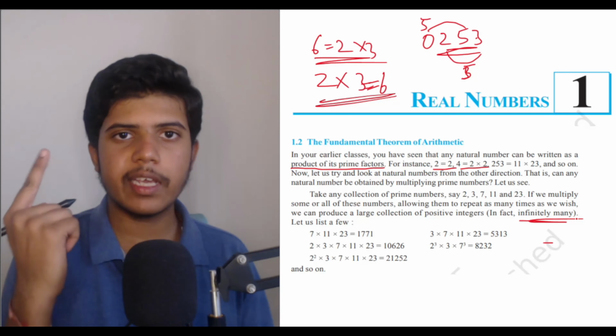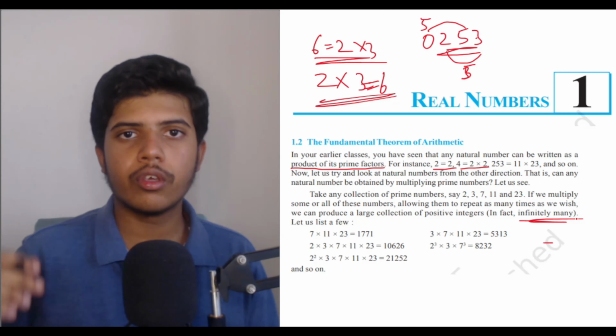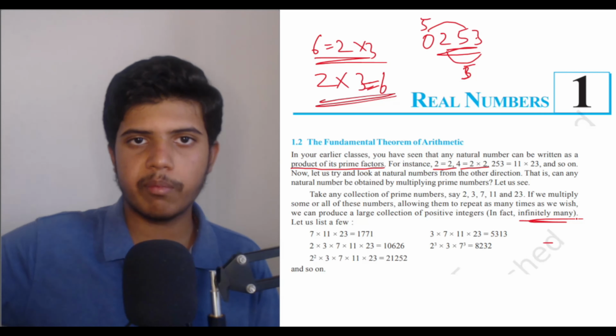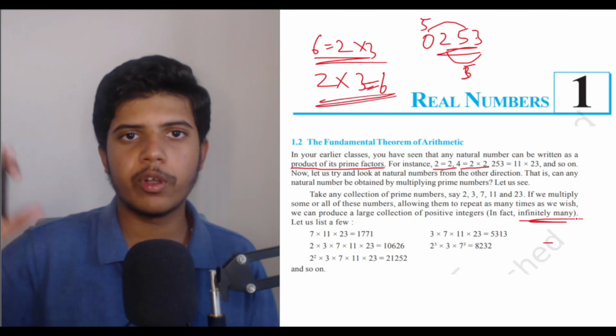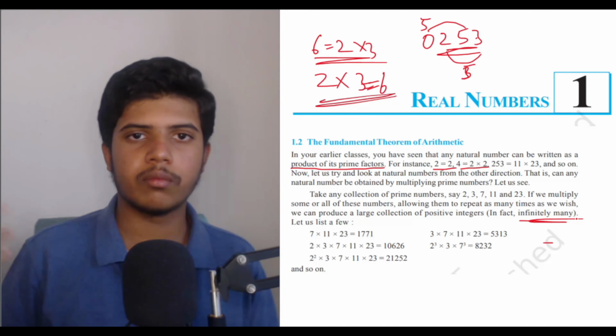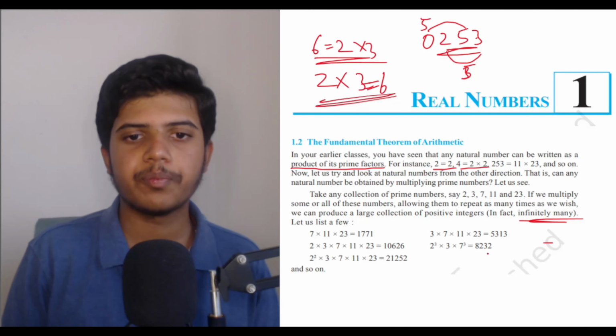If you take a single prime number, let's say 2, you go on multiplying it with itself infinitely many times. It keeps on repeating as many times as we want: 2 into 2 into 2 into 2, it just goes on. So you get 2, 4, 8, 16, and it just goes on.